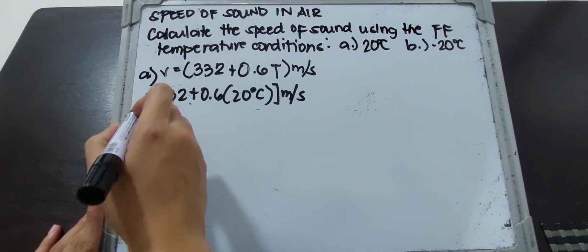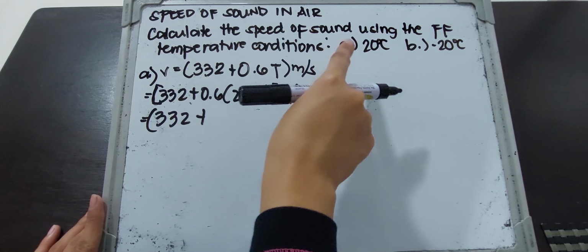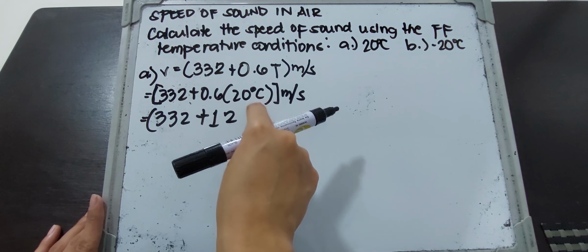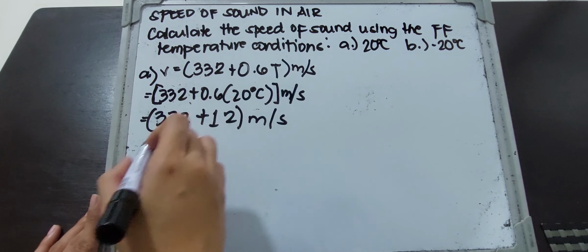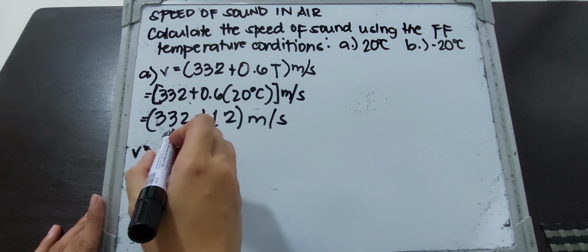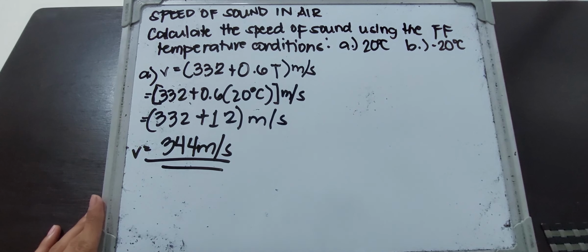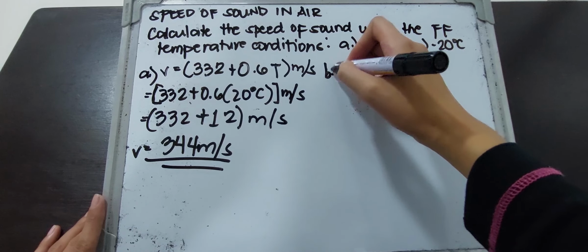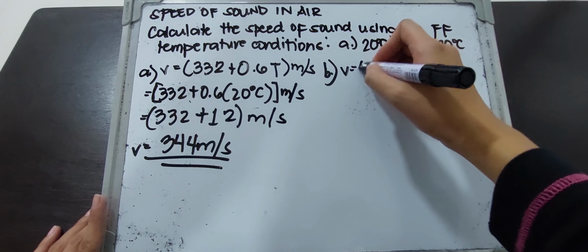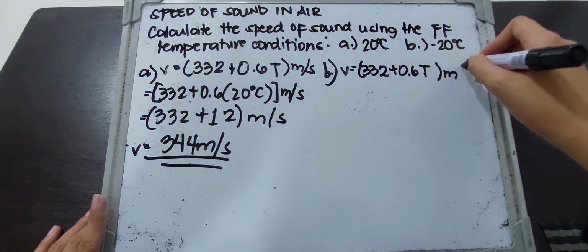So, 332 plus 0.6 times 20 degrees Celsius is 12, kahit hindi na natin ilagay yung degrees Celsius, meters per second. So, the speed of sound, if the temperature is 20 degrees Celsius, is 344 meters per second. So, let us move on with letter B. Paano naman pag negative 20 degrees Celsius? So, same formula. 332 plus 0.6 times the temperature, meters per second.